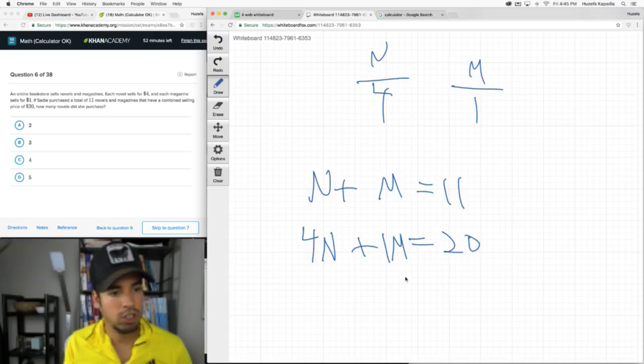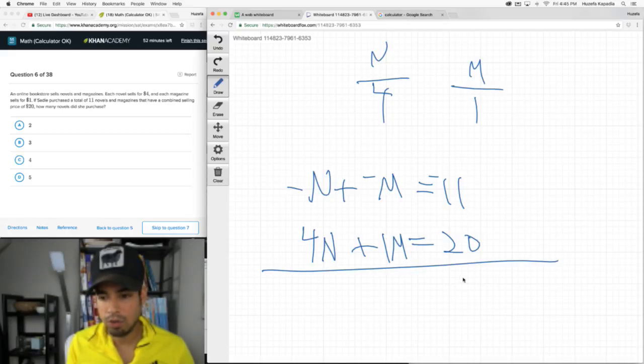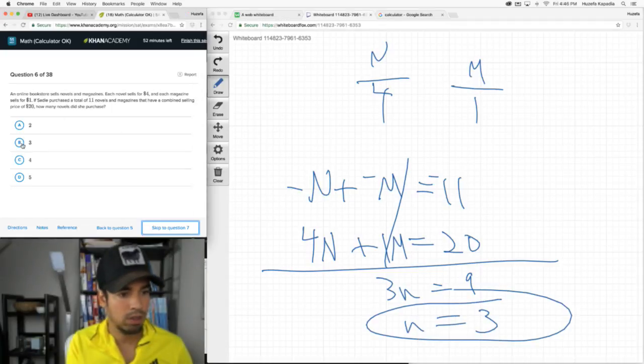Now we got our system of equations. How many novels did she purchase? We're trying to solve for n. So let's go ahead and combine these. I'm going to make this all negative up top. And this is really nice because when we combine these in elimination, 20 plus negative 11 is 9. Negative m, these cancel out. And 4n minus n is 3n. 3n equals 9. Therefore, n equals 3, right? Divide both sides by 3, and we get 3.